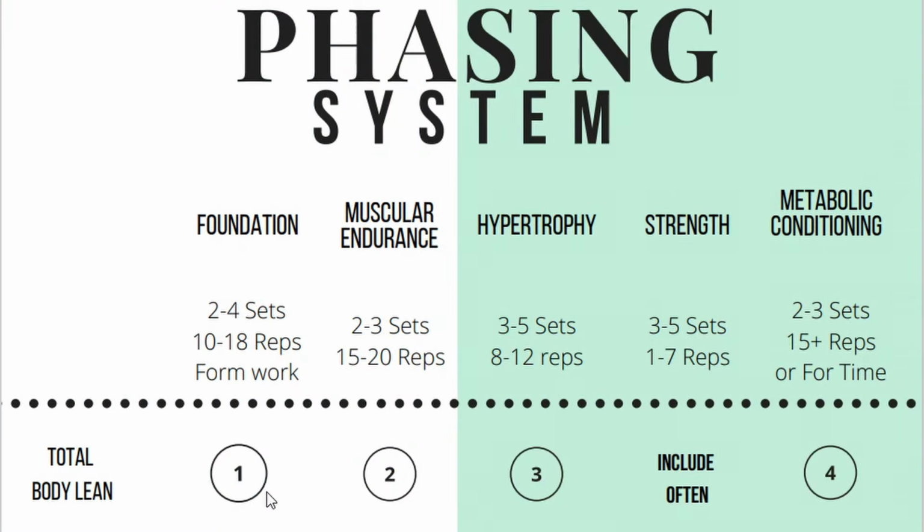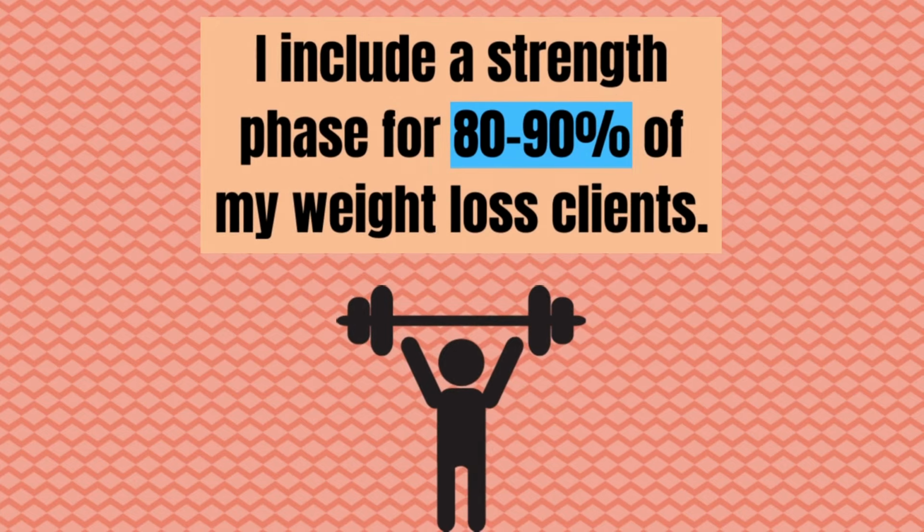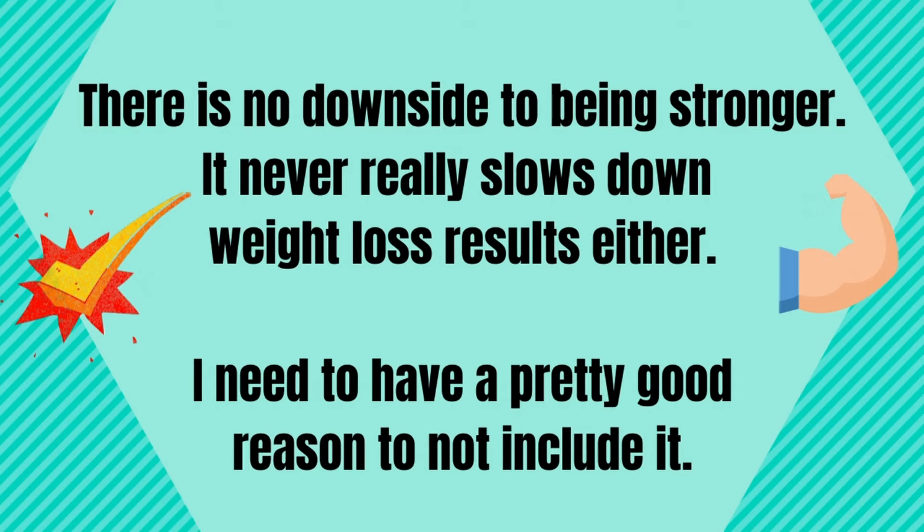If I have a client coming in for weight loss, they start out in this foundation phase. Next they do muscular endurance, hence the number 2 here. Then we do hypertrophy, then we do metabolic conditioning, and then typically we do a strength phase after that. And I probably include this strength phase for 80 to 90% of my weight loss clients. There is no downside to being stronger, and it never really slows down their weight loss results either. Ultimately, I need to have a pretty good reason to not include it.